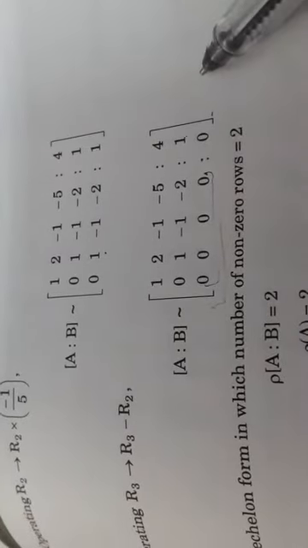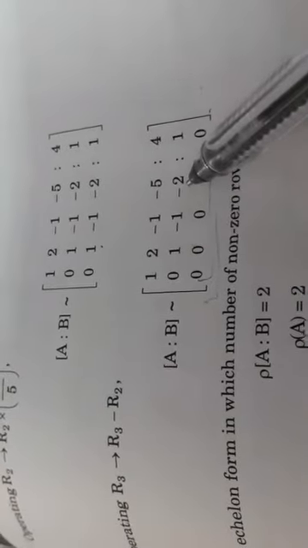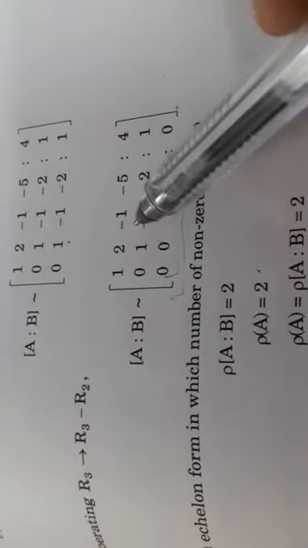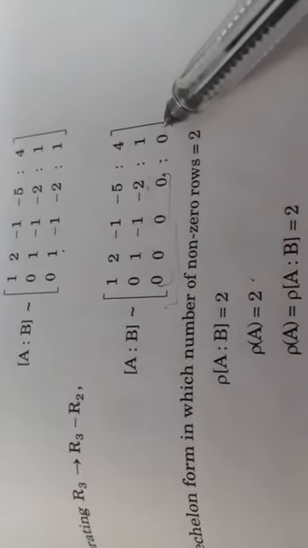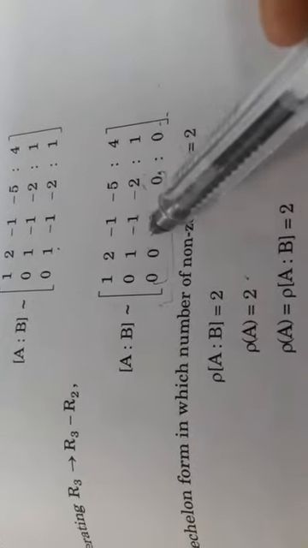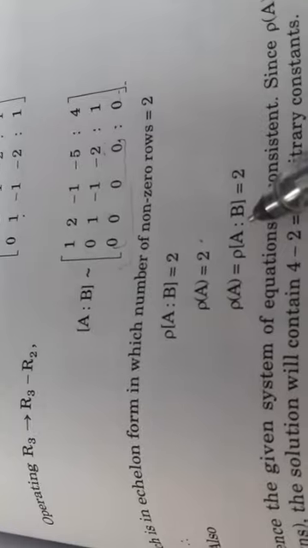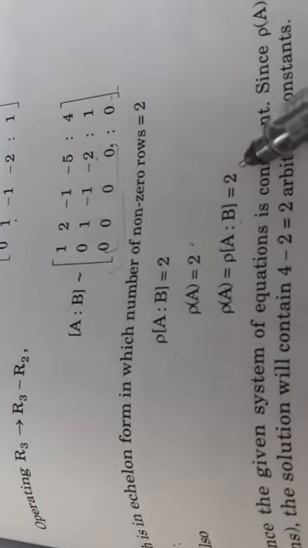Now let us see, this is the part of matrix A and this is the whole A augmentation B. Here we see that there are 2 non-zero rows in matrix A, so therefore rank of matrix A is 2, and in A augmentation B also this whole row is 0, so the rank of A augmentation B is also 2. Rank of matrix A is equal to rank of A augmentation B is equal to 2.